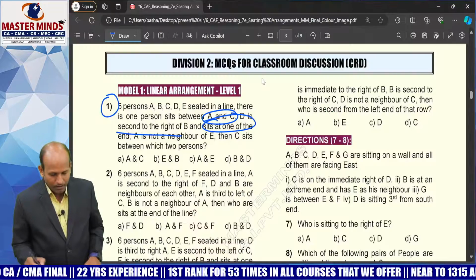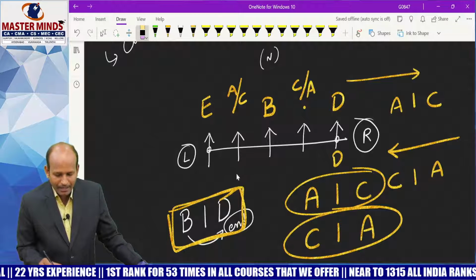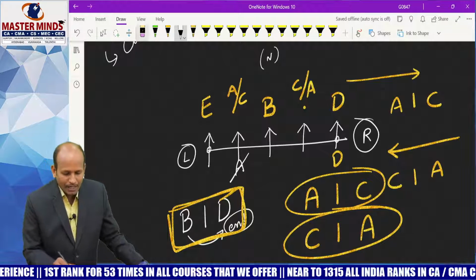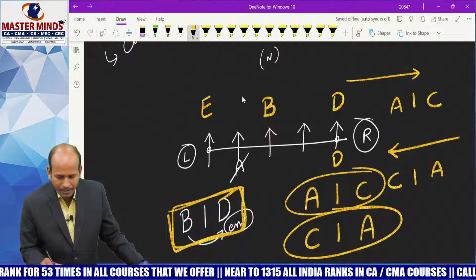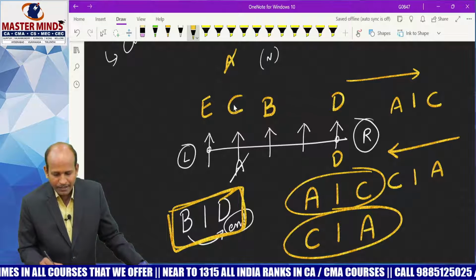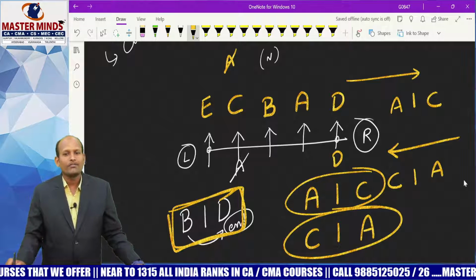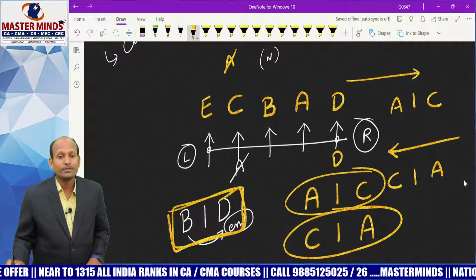Next condition, A is not a neighbor of E. That means A is not seated next to E. So this place does not belong to A, it belongs to C. If it is C, then between B and D we can confidently place the letter A. So this is the arrangement from left to right.